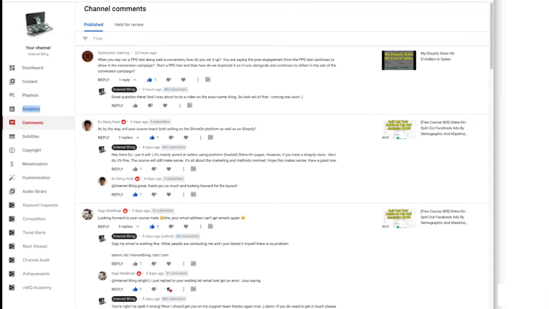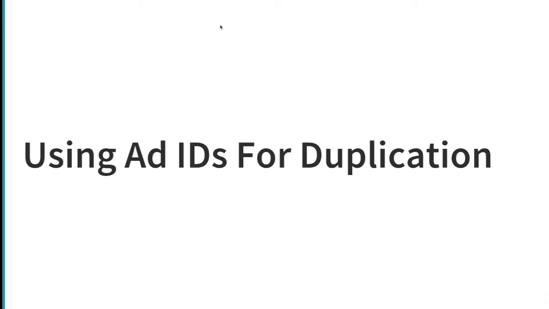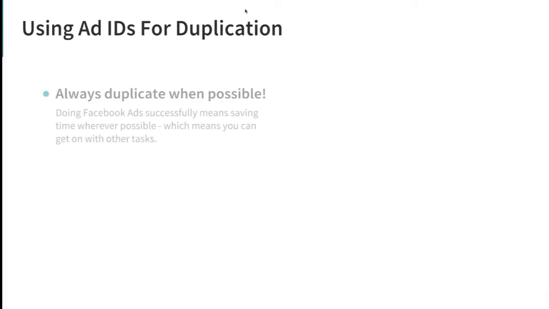And as I've put here, I was about to do a video on the exact same thing. So here we are, or here I am, recording that video, and it's about how you use ad IDs for duplication when you're making campaigns in Facebook ads. So let's get on to this first point, which is to always duplicate when possible. That applies to ad sets and campaigns, but not ads.